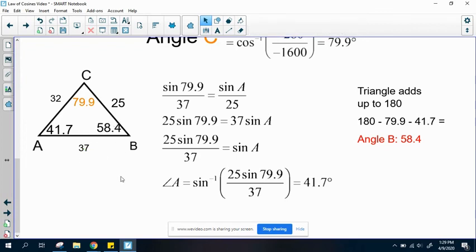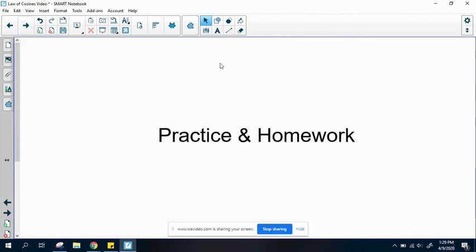The biggest thing you could do right now is practice, practice, practice. It's a lot of calculator steps. Be very careful how you type things and where you put things in the formula. Other than that, that is the law of cosines. So now you're good to go and practice and try some homework.